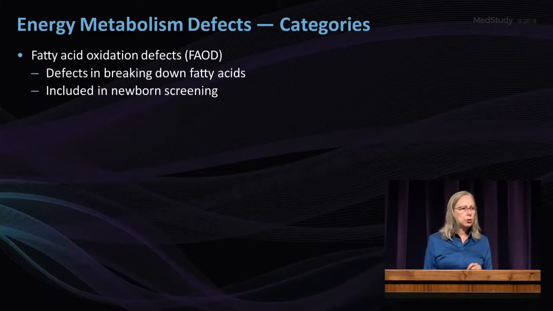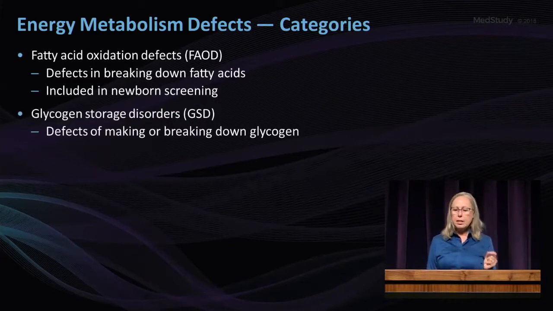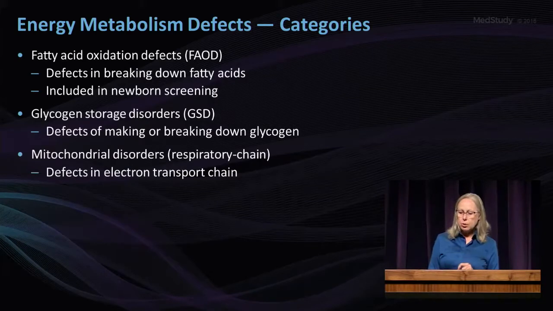These are included in your newborn screening. Glycogen storage diseases occur with defects in breaking down glycogen. Mitochondrial disorders or respiratory chain disorders are defects in the electron transport chain. You can't pick these up on newborn screening. The molecules are too small and the way that we pick them up is different.